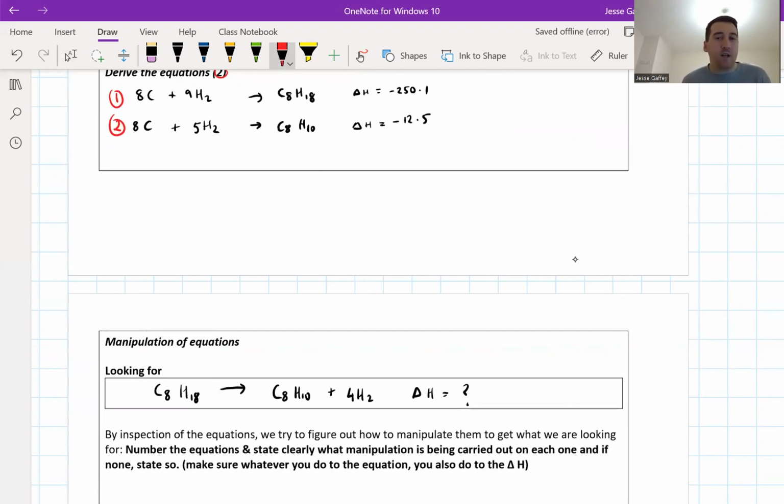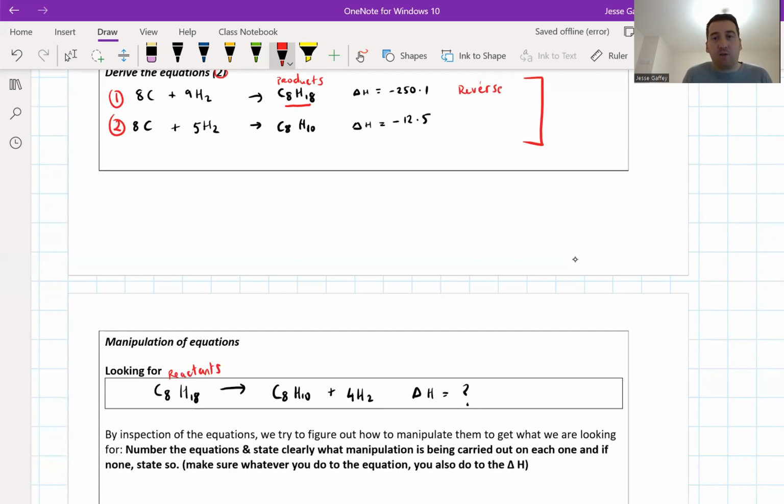You've seen how we did this in the other videos. What I'd like you to do now is pause the video and, beside these two, write down what manipulations we are going to do to equation 1 and equation 2 to turn them into the main equation. Pause the video and do that now. The first thing I'm noticing is that the compound C8H18 that's been formed is in the products here, because it's on the right-hand side of the arrow, whereas down here, it's a reactant. So when we want to take it and put it into the reactants, what we need to do is reverse this whole equation.